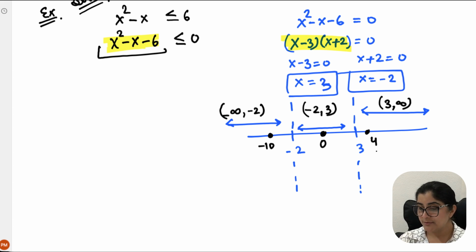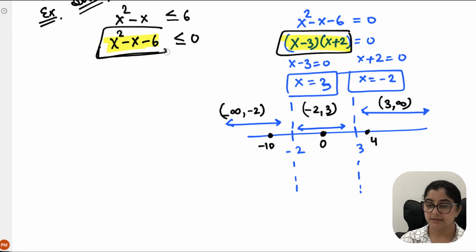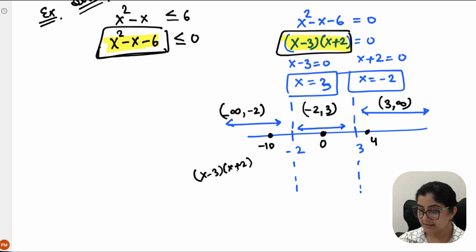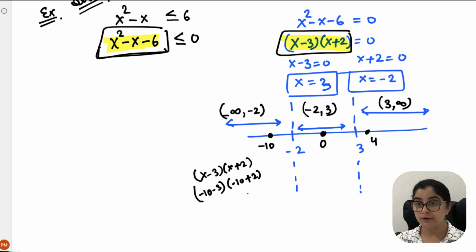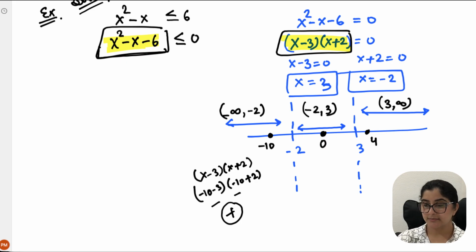Now I have to find the sign of this expression. Both are the same expression, either this or this. If I use x equal to minus 10, we get minus 10 minus 3 and minus 10 plus 2. We are not interested in the value of the expression, just the sign. This is negative, and this is also negative. Two negatives give you plus. So the sign of this expression is plus in this interval.